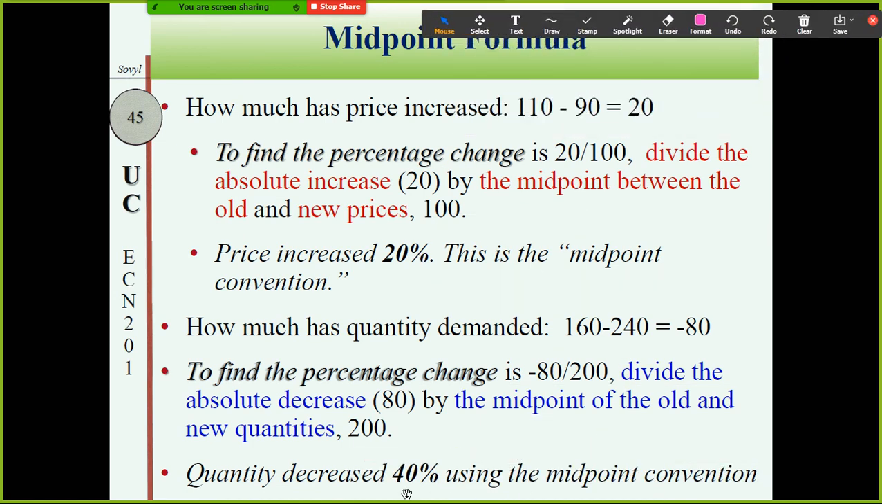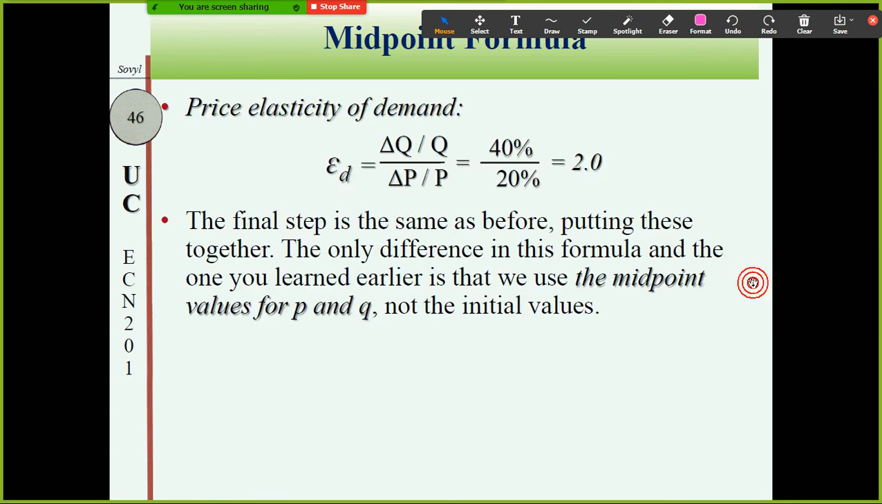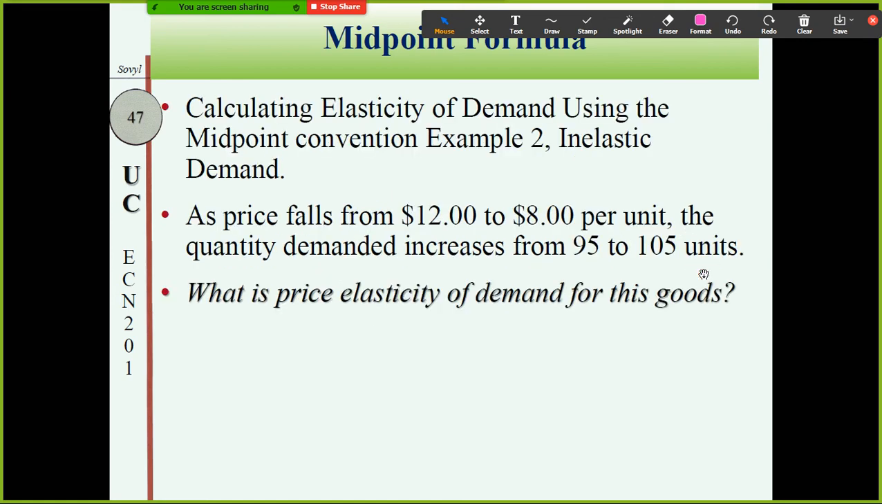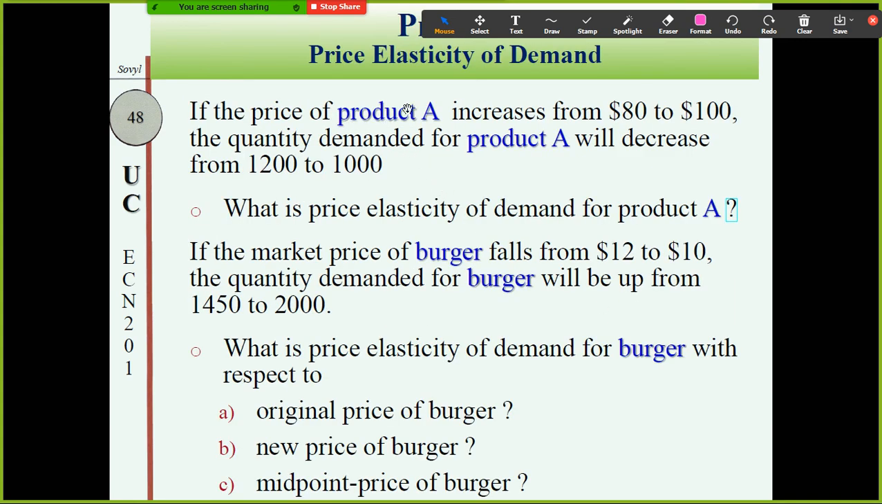Okay, this is the midpoint. How to find it? You can see. This is the midpoint as well. Okay, this is practice.